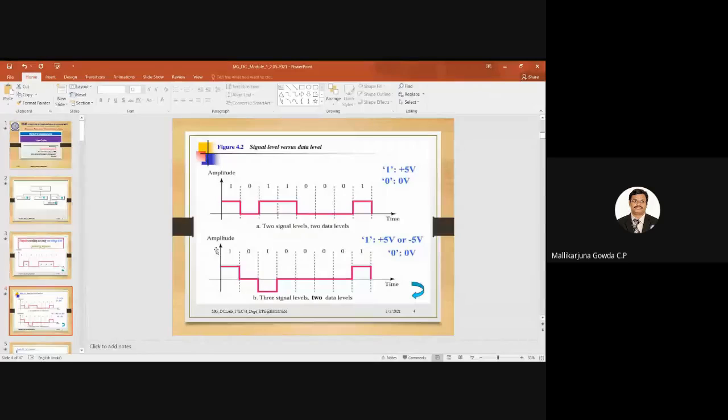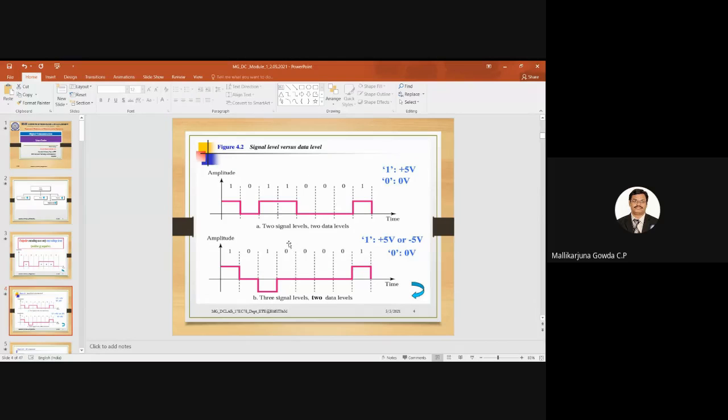What I said here, 1 will be represented with plus 5 volts and 0 will be represented with 0 volts. So these are the two signal levels, right? And the two data levels are 0 and 1. 0 is one data and 1 is another data. So 0 means 0 volts and 1 means plus 5 volts; that is the signal level, we say. Data level means the data is 0, 1, 0, 1, binary data. So that is the data.